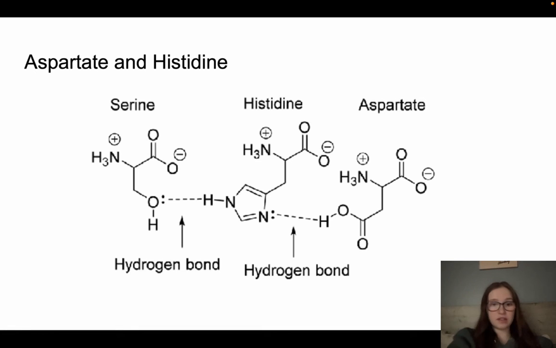As you can see, the serine is connected on the left side where the hydrogen bonding is. Then there's a second hydrogen bond between the aspartate and the histidine.